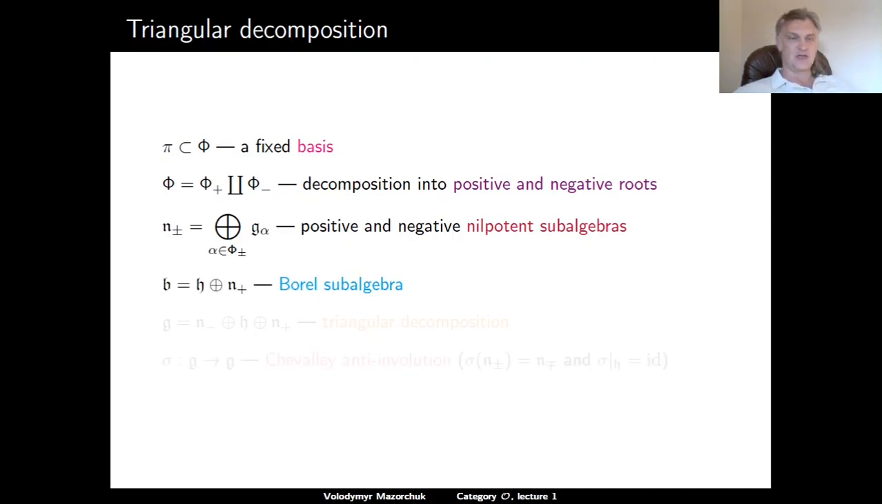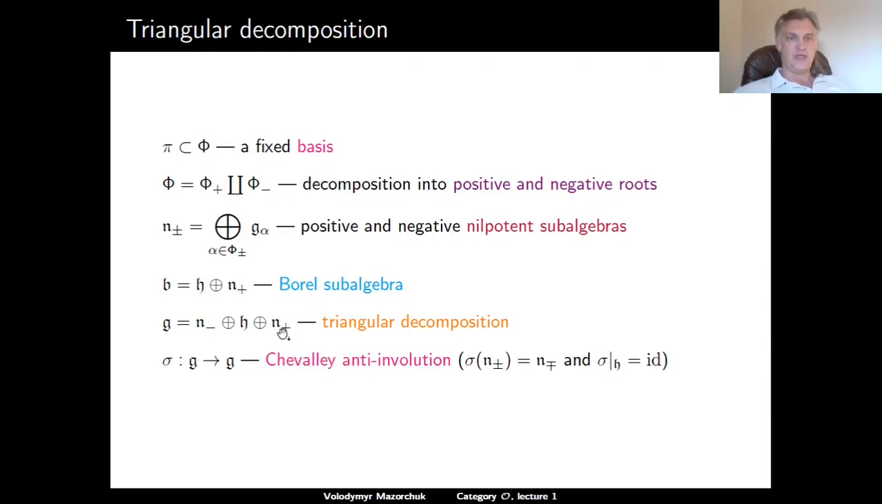The direct sum of the Cartan subalgebra h and the positive nilpotent subalgebra n plus is called the Borel subalgebra and usually denoted by b. So we have a decomposition of g into a direct sum of three subspaces, n minus, h, and n plus. However, this is a decomposition only as a vector space. So this is not a decomposition into a direct sum of Lie subalgebras. The elements of h and n plus do not commute in general.